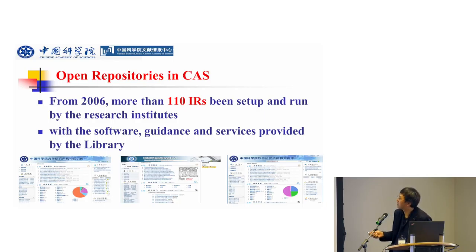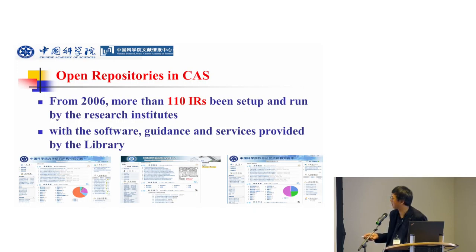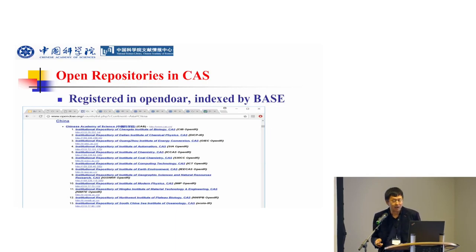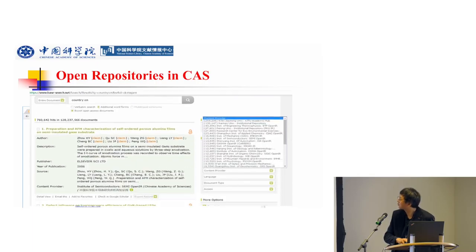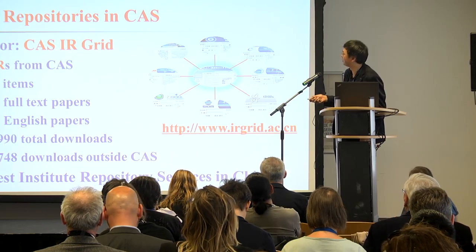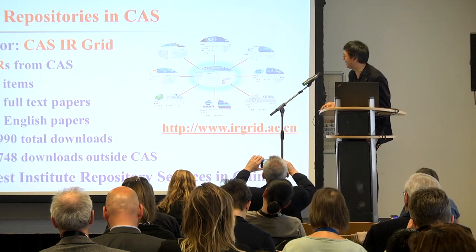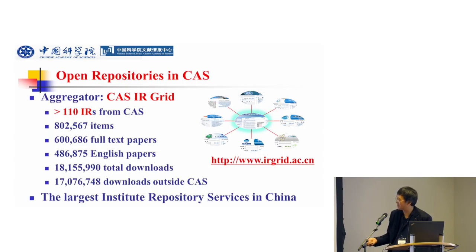In the Chinese Academy of Science, more than 100 IRs have been set up by the research institutes, and we, the National Science Library of the Chinese Academy of Science, provide software guidance and service to them. The repositories are indexed by OpenDOAR and BASE. We have also set up an aggregator, which we named the CAS IR Grid, and we have more than 800,000 records, and 600,000 full text papers can be downloaded. And we can see most downloads are from outside the Chinese Academy of Science.